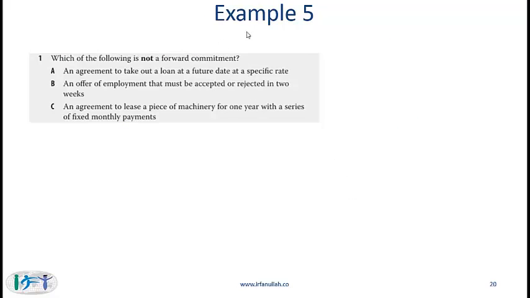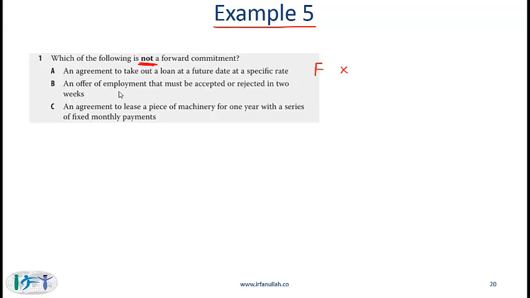Now let's look at the questions in example 5 from the curriculum. Which of the following is not a forward commitment? Notice that we are looking for not. An agreement to take out a loan at a future date at a specified rate. This clearly looks like a forward commitment and is therefore not the correct answer.